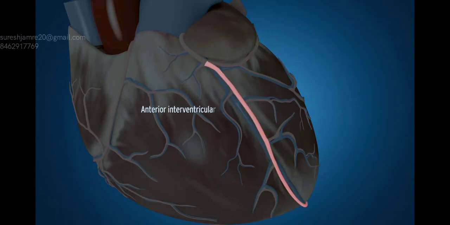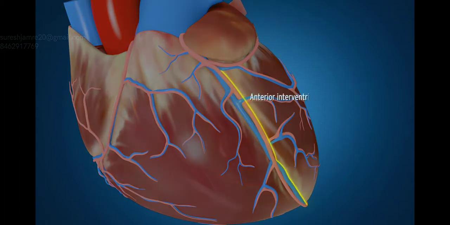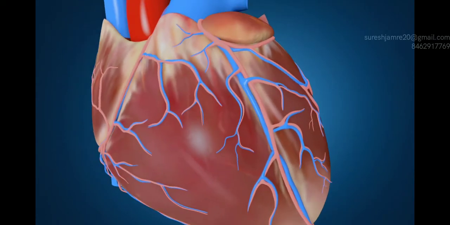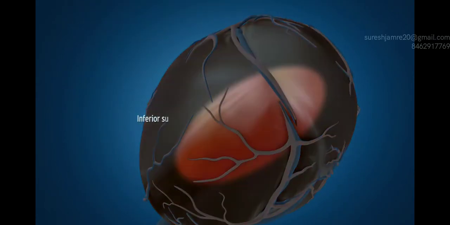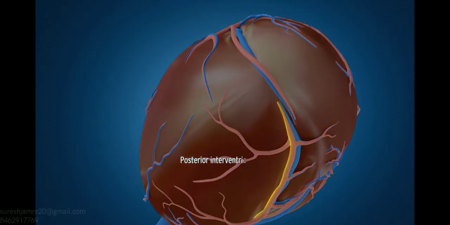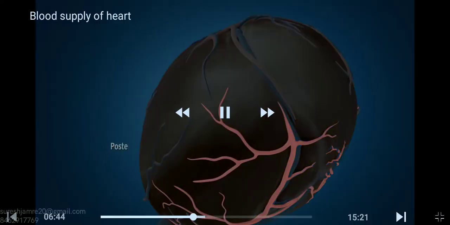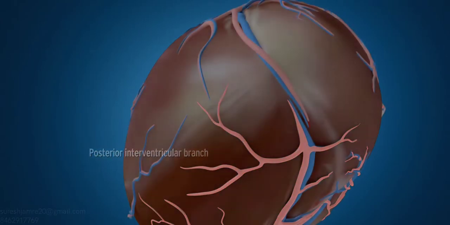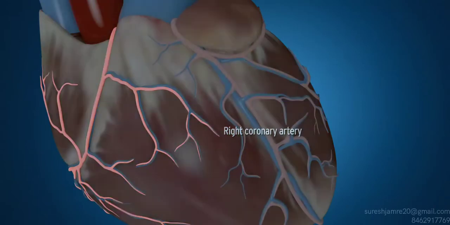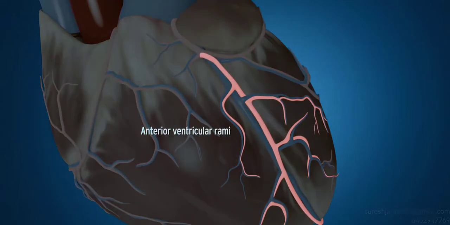Anterior interventricular artery. It runs downwards in the anterior interventricular groove to the apex of the heart. It winds around the apex to reach the inferior surface, where it lies in the posterior interventricular groove. It ends here by anastomosing with the posterior interventricular branch of the right coronary artery. It gives the following branches: anterior ventricular rami.